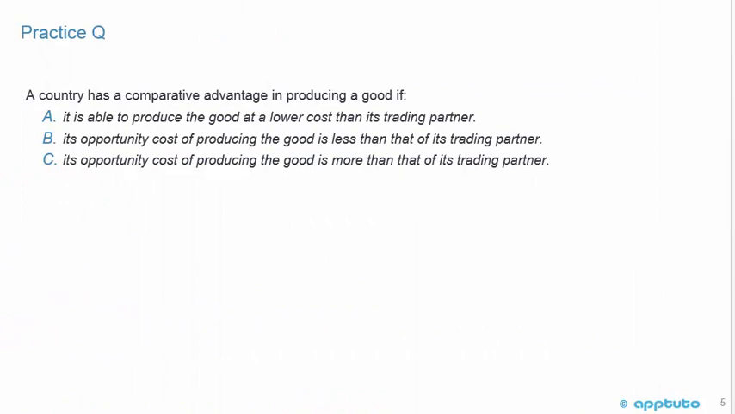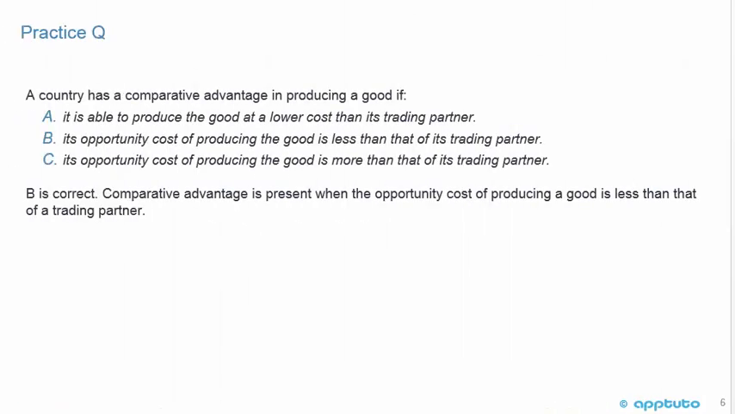The first one: a country has a comparative advantage in producing a good if A, it is able to produce the good at a lower cost than its trading partner, B, its opportunity cost of producing the good is less than that of its trading partner, or C, its opportunity cost of producing the good is more than that of its trading partner. I think that question was pretty easy. B is correct. Comparative advantage is present when the opportunity cost of producing a good is less than that of its trading partner.